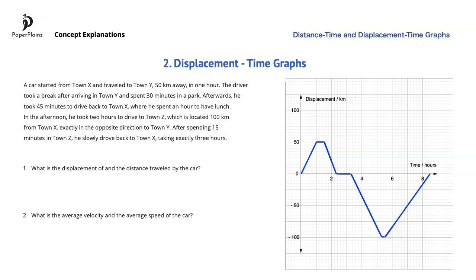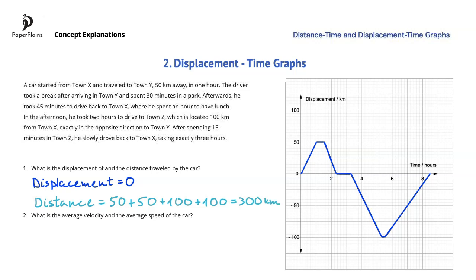The magnitude of the displacement is the distance between the start and the end point of the car's journey. Since the car starts and finishes its journey in town X, its displacement is 0. To find the distance traveled, we have to add up the different distances that the car traveled between the towns. By reading the text or by looking at the graph, we get 50 plus 50 plus 100 plus 100. This is equal to 300 kilometers.